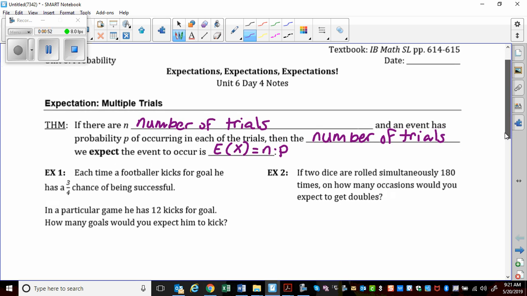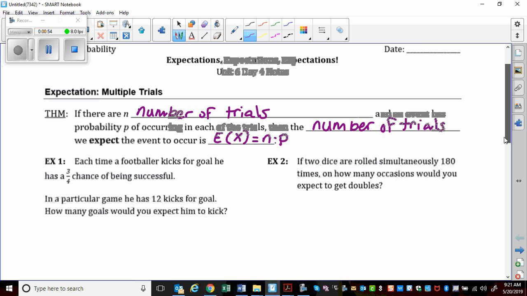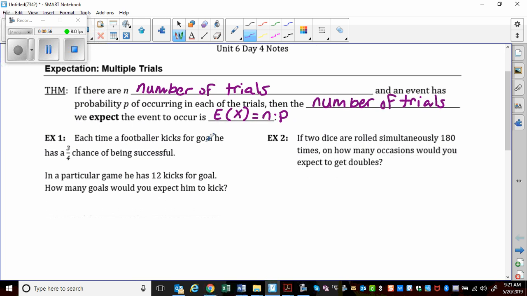Each time a football player kicks a goal, he has a 3 in 4 chance of being successful. In a particular game, he has 12 kicks for a goal. How many goals would you expect him to kick?